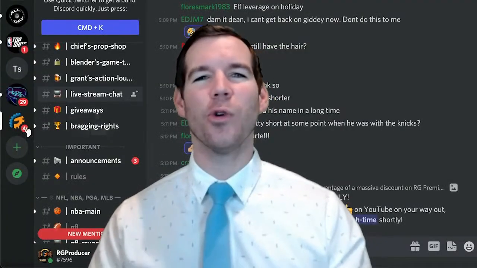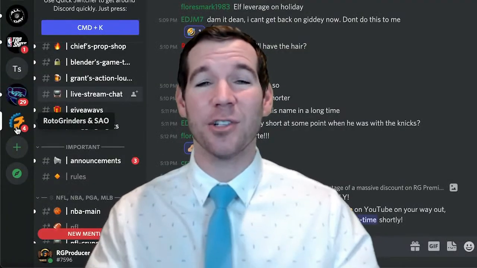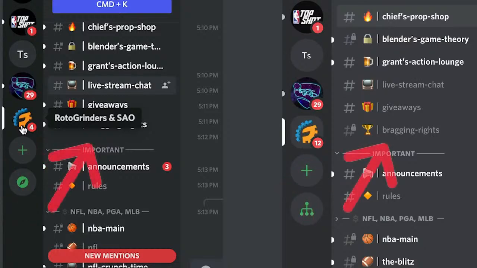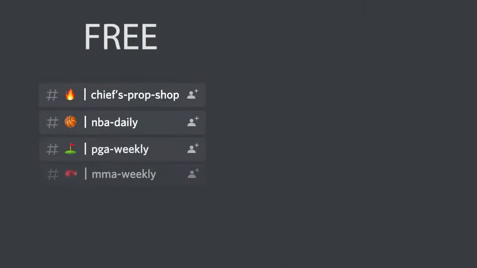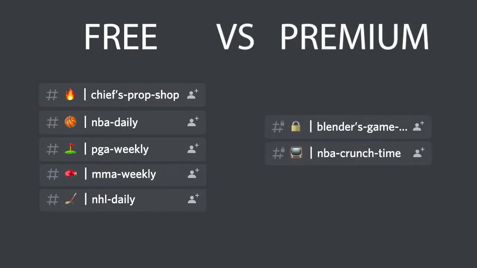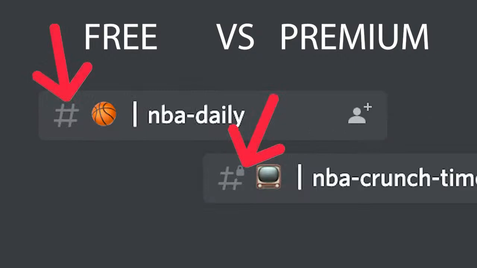The idea of Discord might be a little bit daunting to you, but it's actually pretty simple to navigate. Whether you're on mobile or desktop, the far left side will show you the Discord servers that you've already joined. Then next to that, you'll see the channels within that Discord. We have both free channels like Chiefs Prop Shop and our daily sport channels, and we also have premium channels like Blender's Game Theory or the Crunch Time channels. Premium members can see the difference between the free and premium channels by looking for a padlock icon next to the premium channel names.